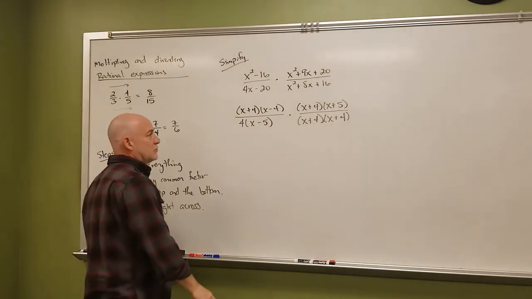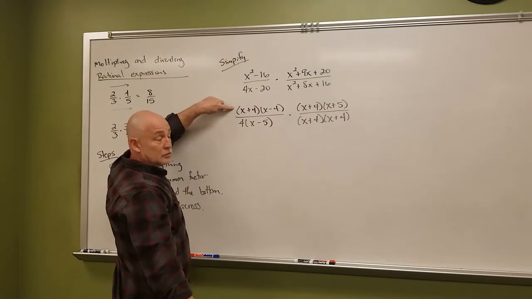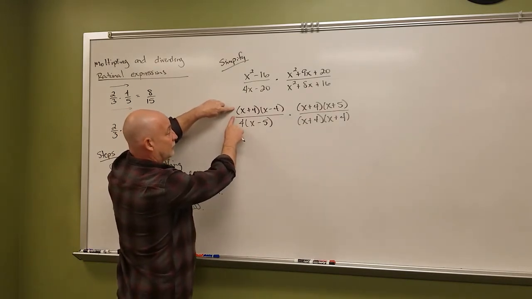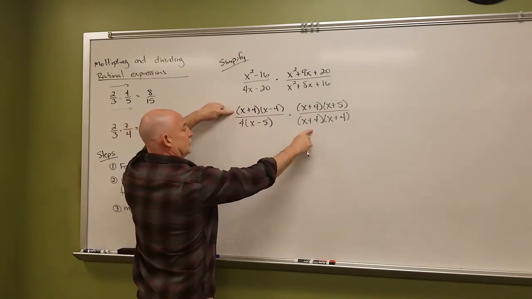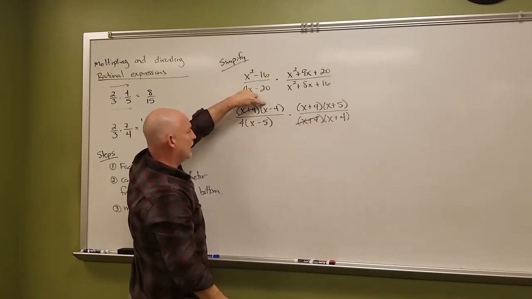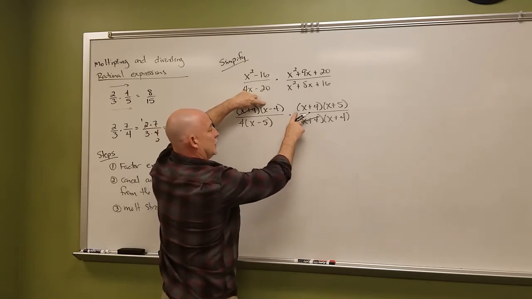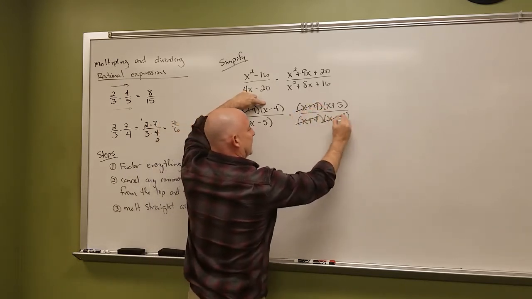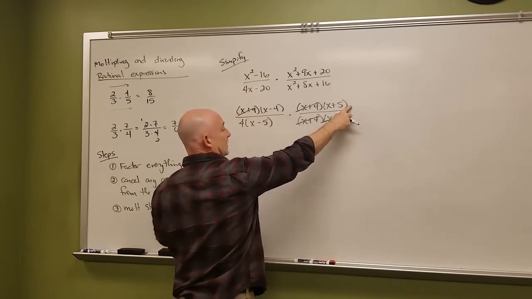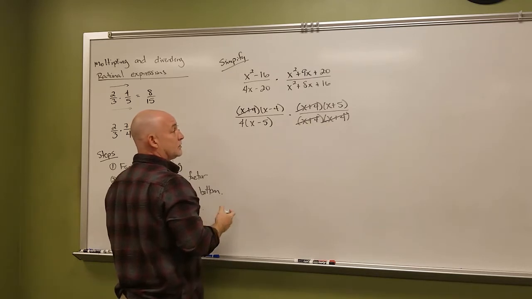So the easiest way to generally do this is I start in the top left here and see if you can reduce with anything on the bottom. So here I have an x plus 4. Do I have any x plus 4s on the bottom? Yeah, I got one right there, so that'll reduce with that. Here I have an x minus 4. I don't see any x minus 4s on the bottom. Here's another x plus 4. I can cancel with that x plus 4. And I got an x plus 5, and I don't see any x plus 5s on the bottom. All right, so that's all we can reduce.